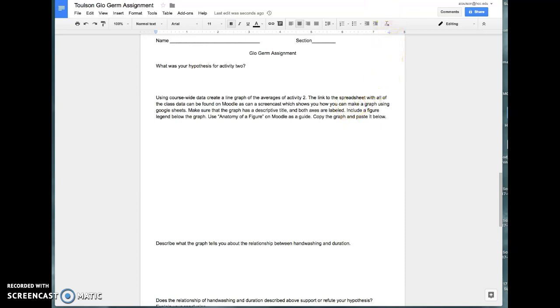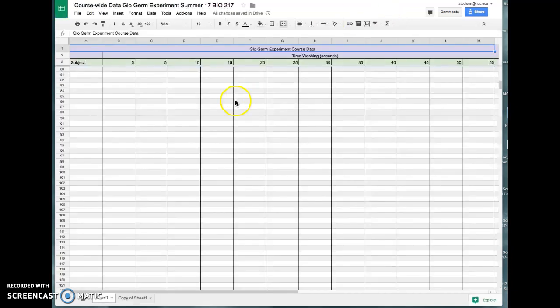So we are going to go to the data sheet that you filled out in class. Now, this data sheet, you are not allowed to edit. This is only for instructors to edit. So in class, you put your initials here and you put the percentage of your hands that was covered with GlowGerm, 0, 5, 10, 15, so on and so forth, all the way to 60 seconds.